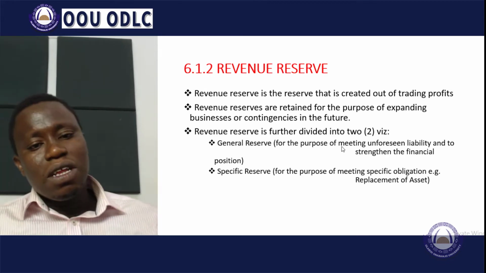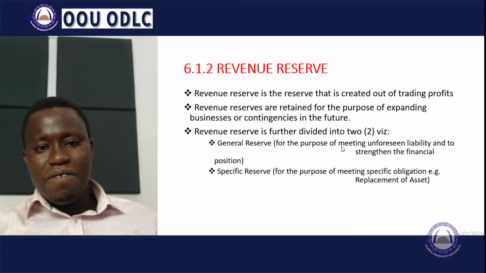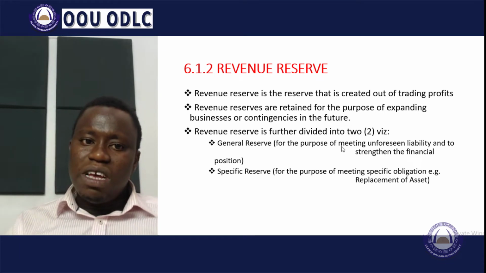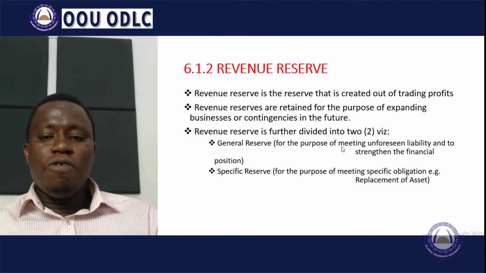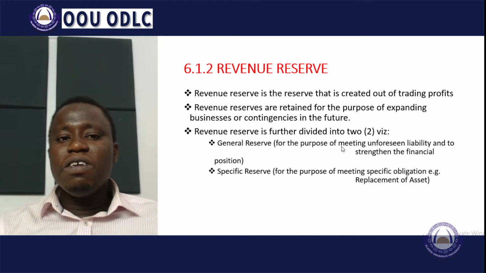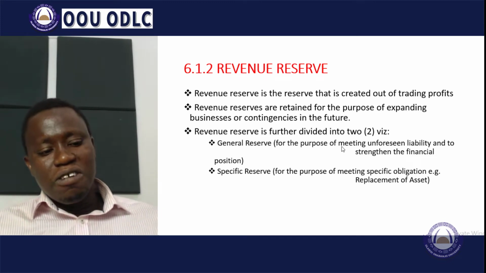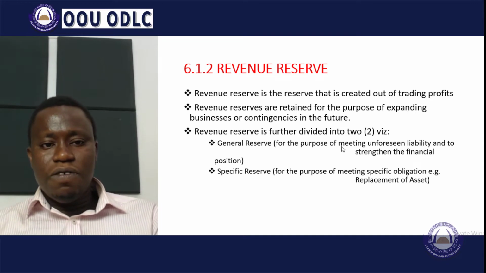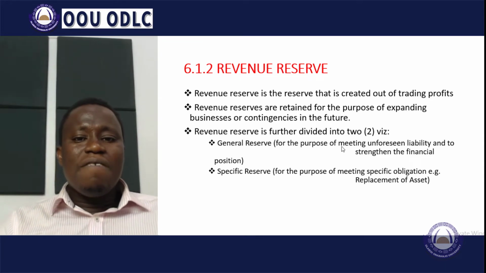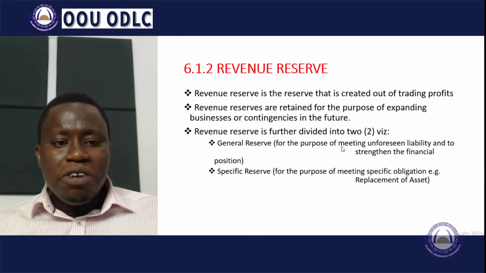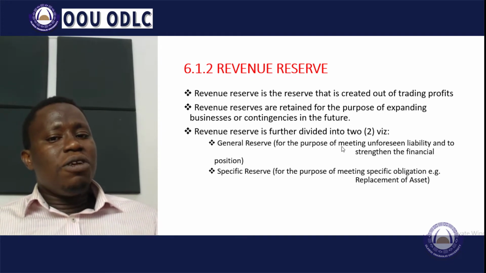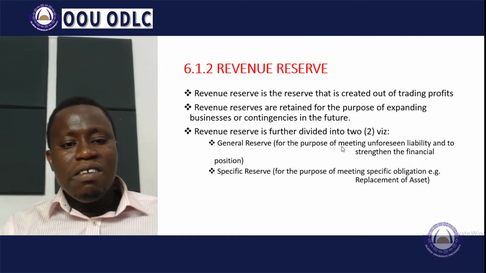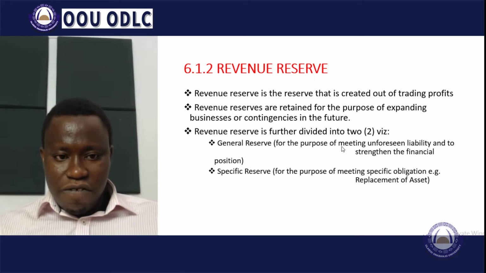Now, the second classification or type of reserve that we have is the revenue reserve. Revenue reserve is the reserve that is created out of trading profit. Here you see the difference. The capital reserve is created out of non-trading profit, whereas the revenue reserve is created out of trading profit. Now, the revenue reserves are retained for the purpose of expanding businesses or for contingencies in the future.